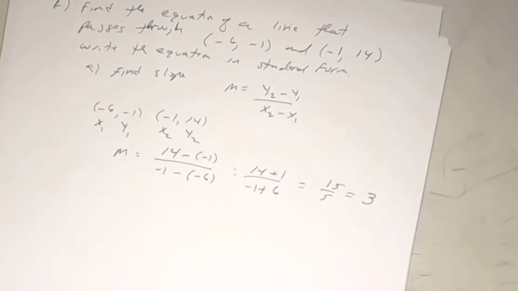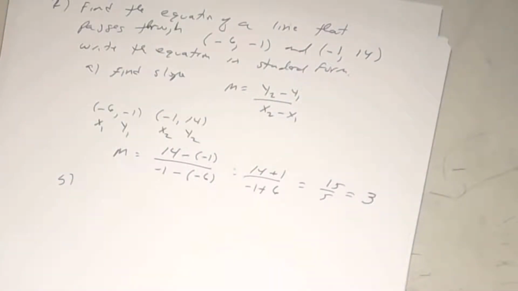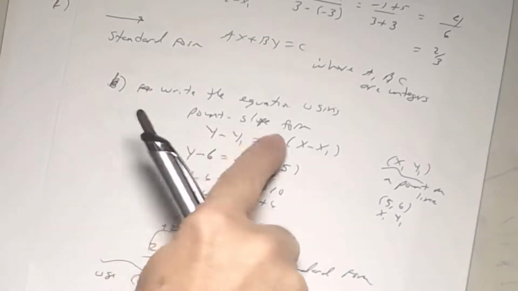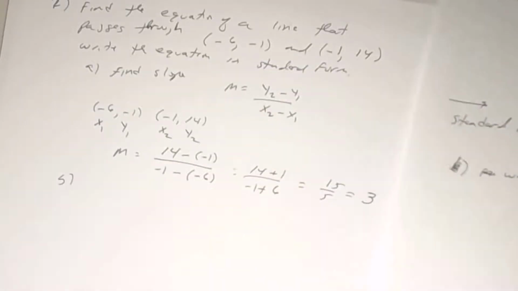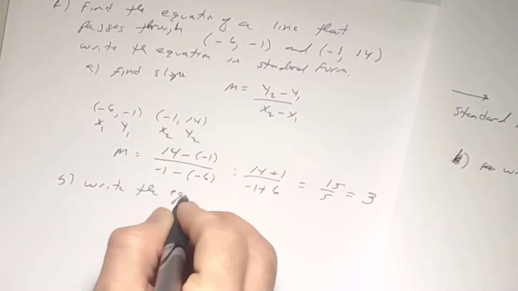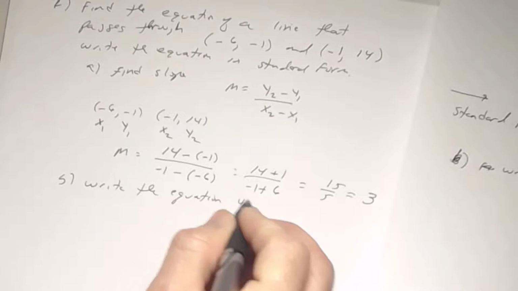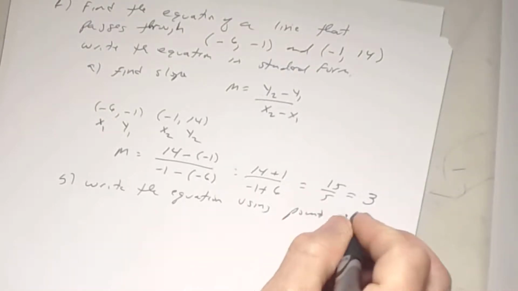All right, so part A, you had to find the slope, so we did. Now part B. Part B is where you write the equation using what form? No, you want the answer in standard form, but you're going to use point slope. Remember point slope right here. You use point slope, okay? So part B is going to be write the equation using point slope. And I'll give you the point slope form.